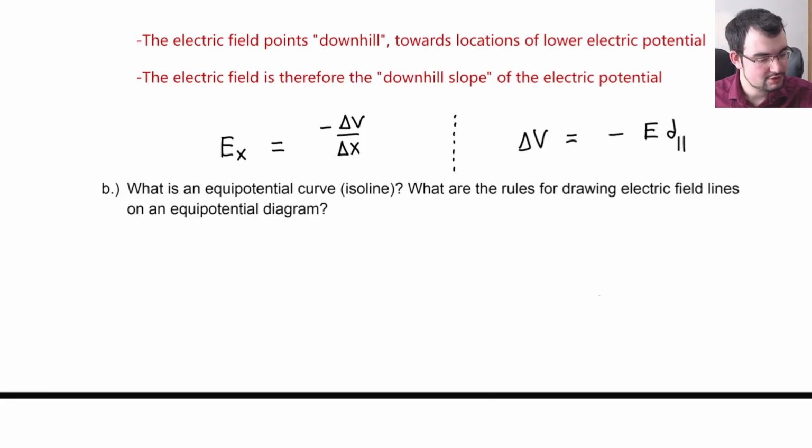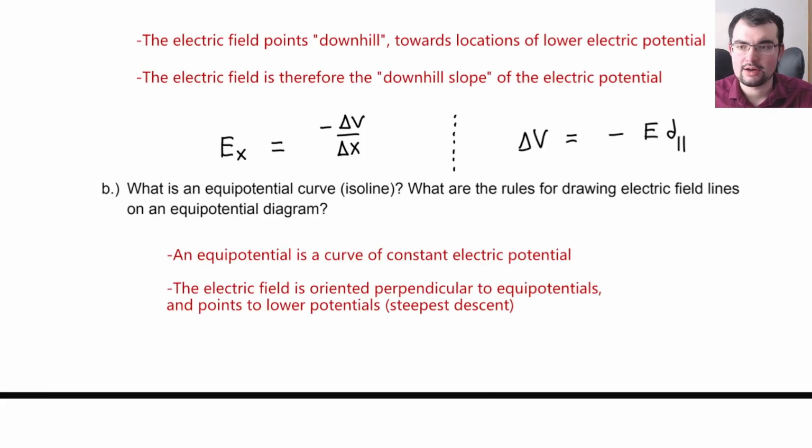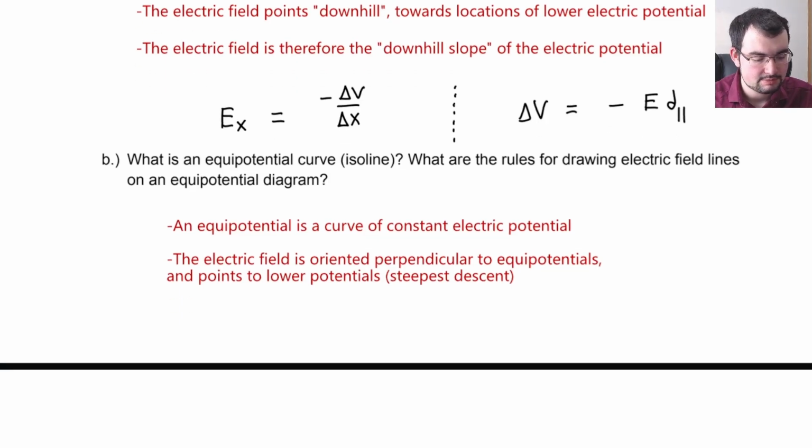So what's an equipotential then? Well, an equipotential is a curve of constant electric potential. So the electric field is oriented perpendicular to that, since the electric field sends you downhill. So we have two rules to drawing E fields from these lines. E is perpendicular, because perpendicular changes your value the most.